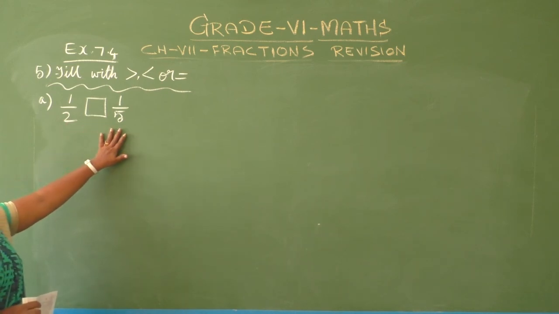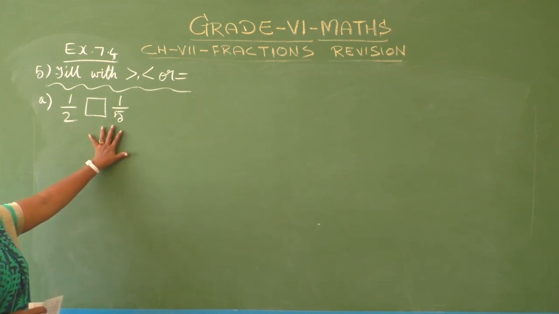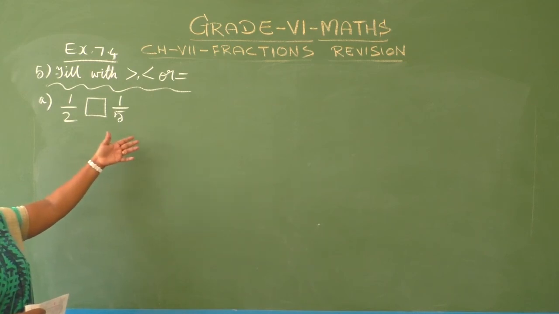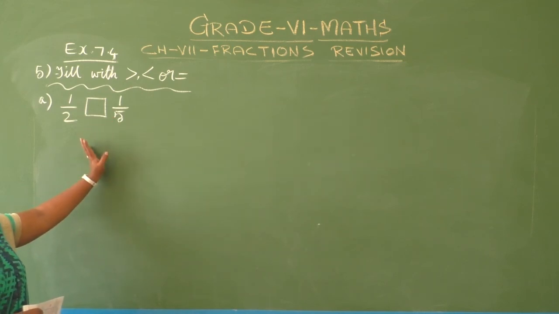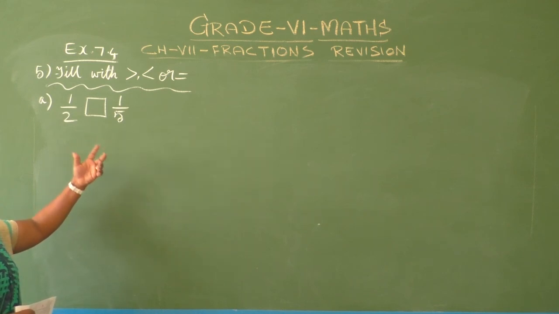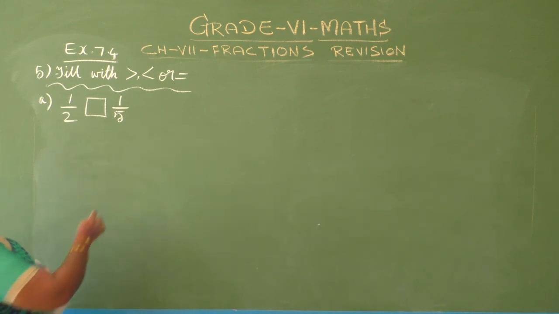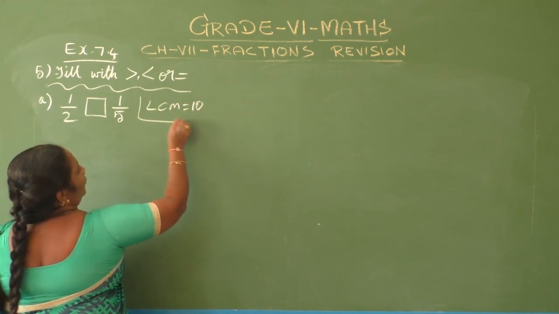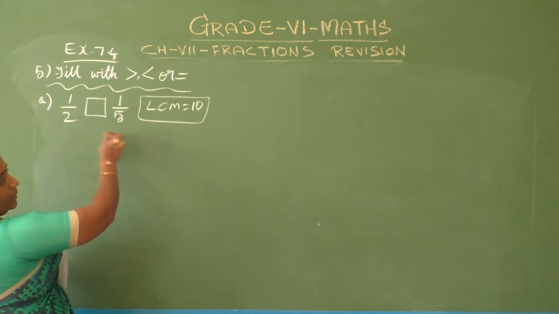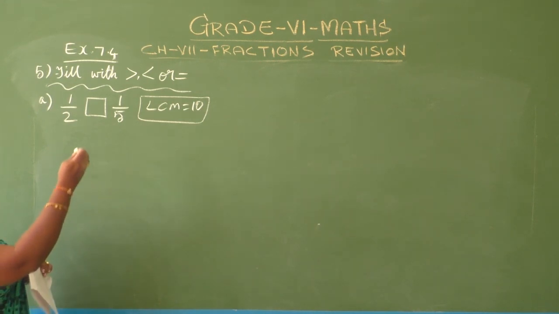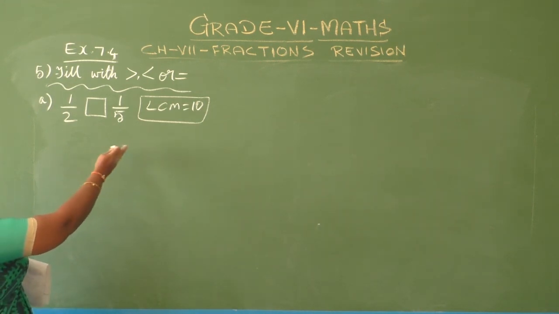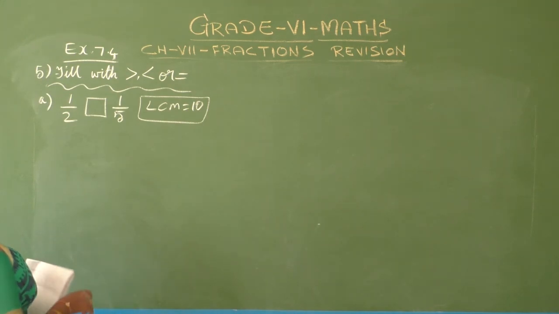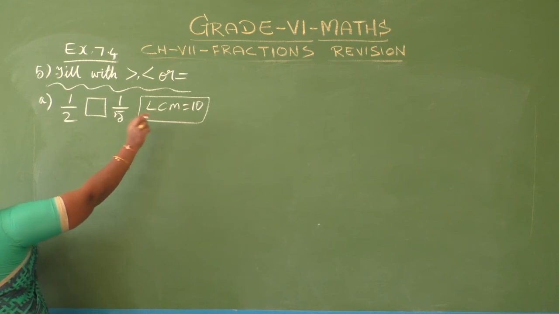See here, both denominators are prime numbers. That means no need to take the LCM. Suppose you take the LCM also, what answer will come? 2 5s are 10. 10 is the LCM. Whenever both denominators are prime numbers, there is no need for all the LCM steps. You can multiply the two numbers, and your LCM will also be that number. Right. Now we know the LCM is 10.